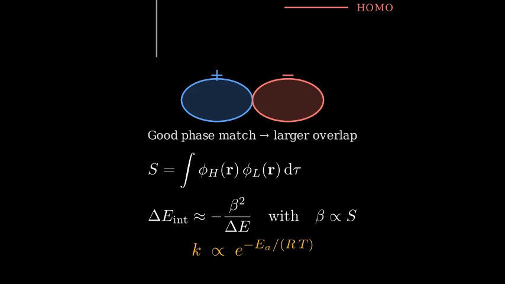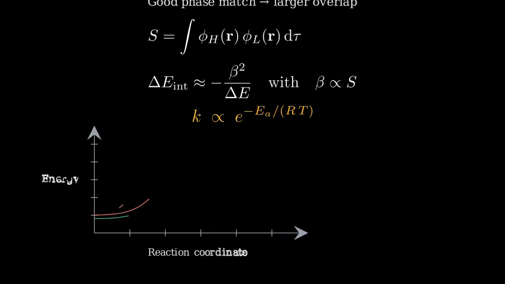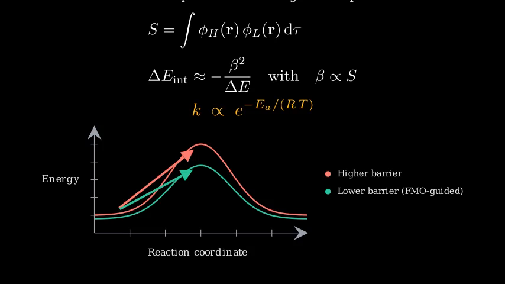Kinetically, lowering the activation energy speeds up the reaction rate. The rate is proportional to the exponential of minus E_A over RT. Frontier orbital control reduces the barrier by increasing overlap and shrinking the gap.